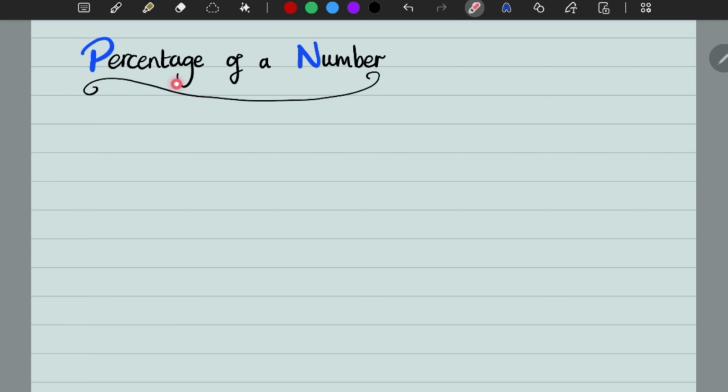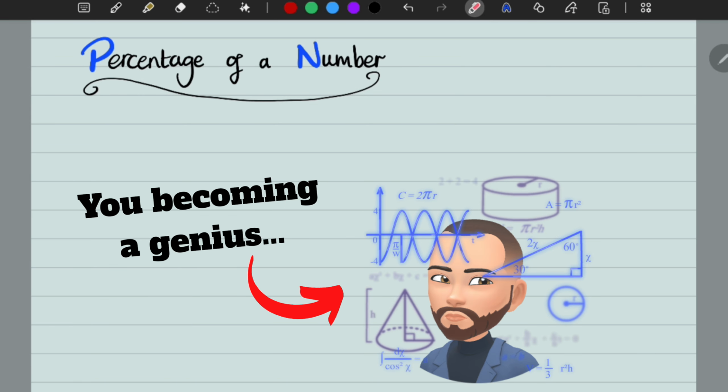Today we're mastering percentages so that you can smash your schoolwork. By the end of the video you'll be able to calculate different percentages easily in your head. So let's get straight into it.